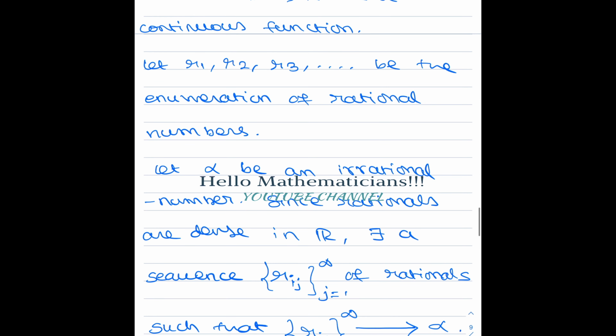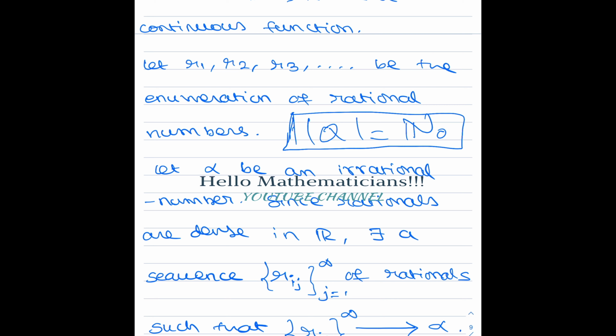Rational numbers are countably infinite, so the cardinality of Q is aleph naught. Take it as an exercise and try to construct a bijection between the natural numbers and the rationals. Some kind of diagonalization argument you can do. So we can enumerate the rational numbers: first rational number, second rational number, third rational number. So the set of all rational numbers can be written as a sequence.